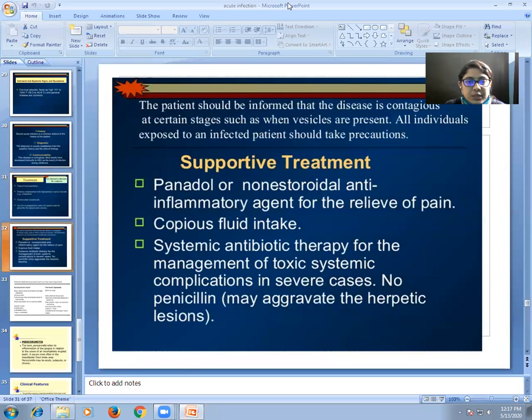Other than this, there is supportive treatment: Panadol and non-steroidal anti-inflammatory agents should be given to relieve the pain. In this disease, the patient is unable to drink or eat anything because of the pain, so you have to give copious fluid intake. Then, systemic antibiotic therapy for the management of toxic systemic complications in severe cases. Penicillin should be avoided because it aggravates the herpetic lesions.